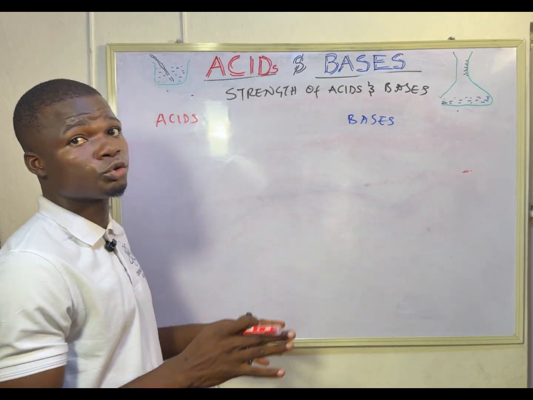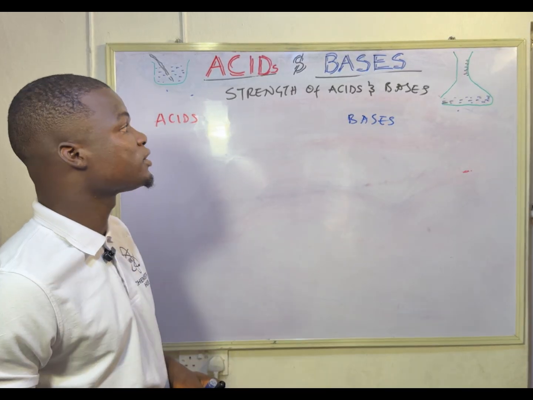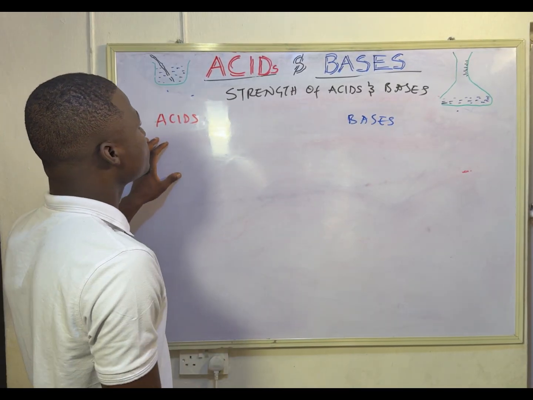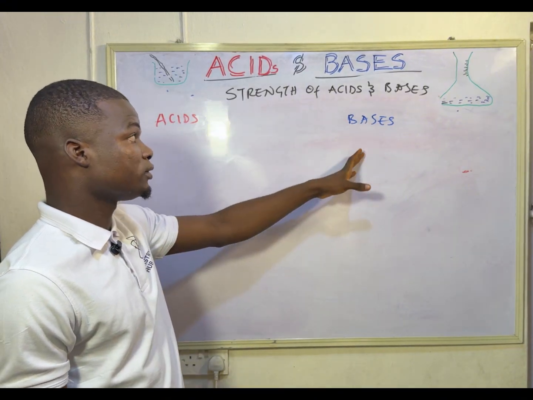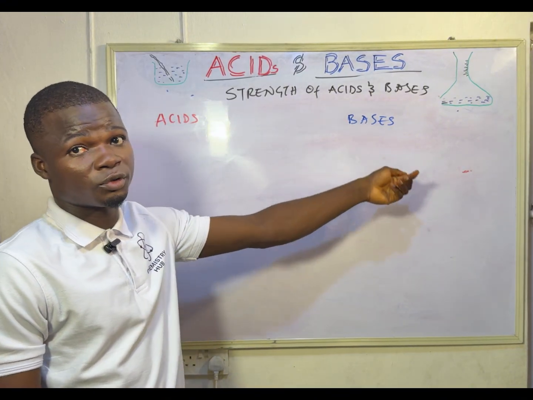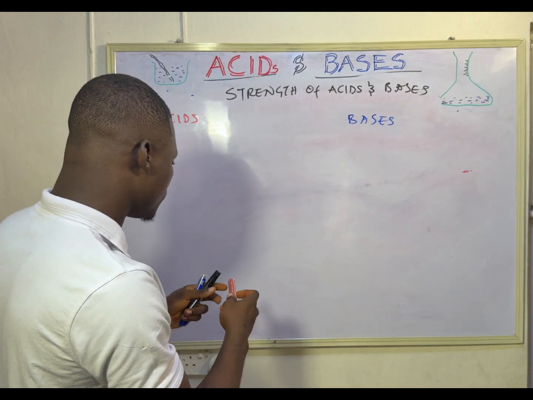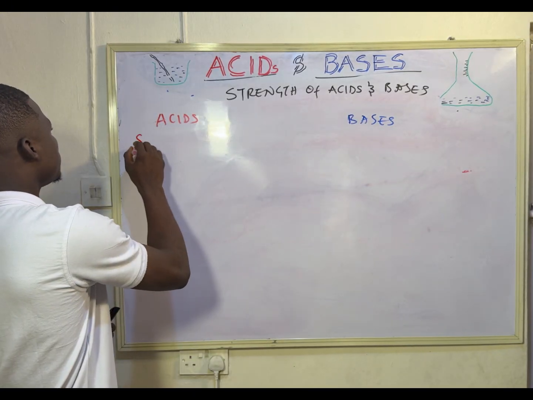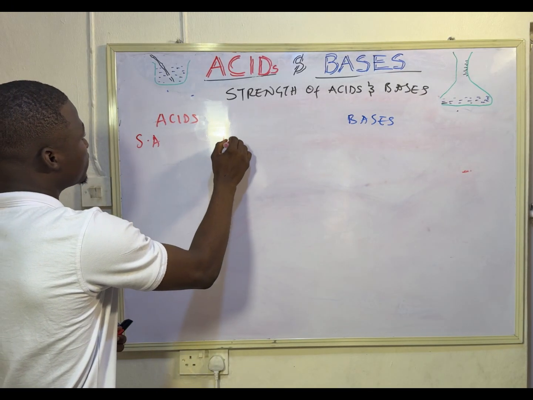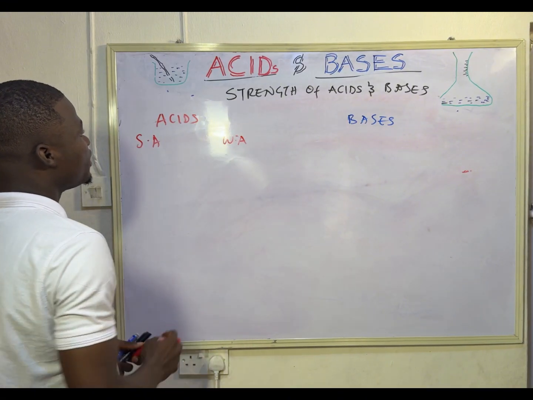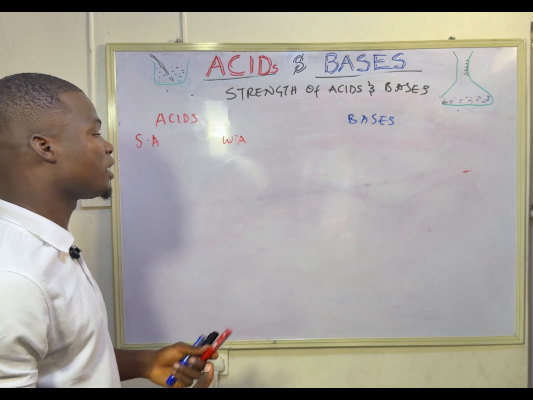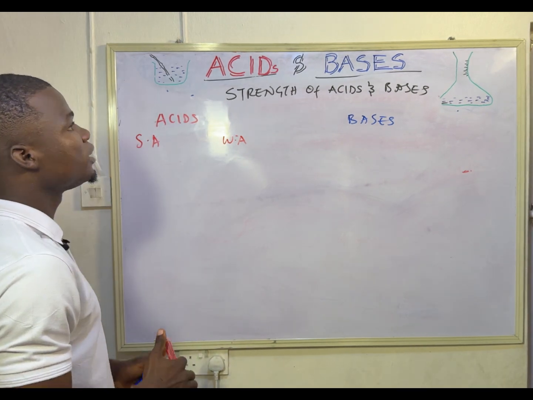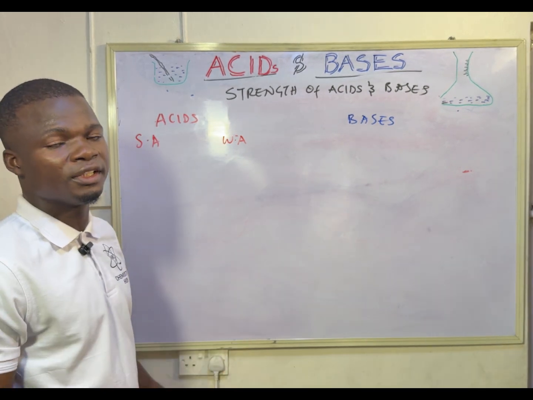Okay, we've looked at the definitions of acids and bases from different concepts, which I believe we understand clearly. So now we are going to look at the strengths of acids and bases. An acid can be a strong acid or a weak acid. Same thing, a base can be a strong base or a weak base. The concept of strong or weak acids depends on the rate at which they release the hydrogen ion in water.